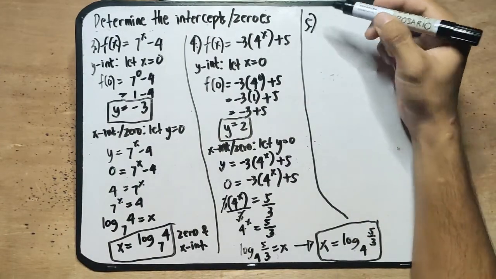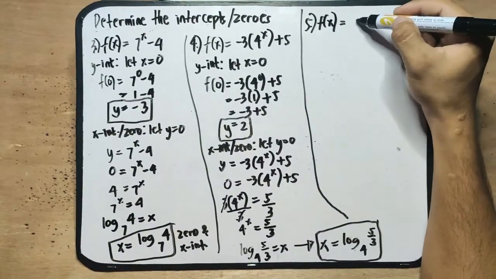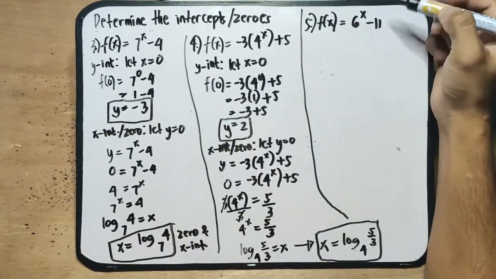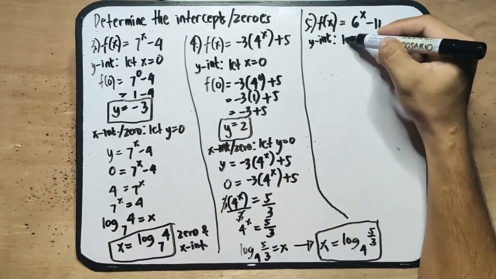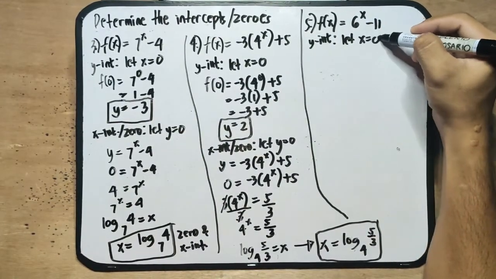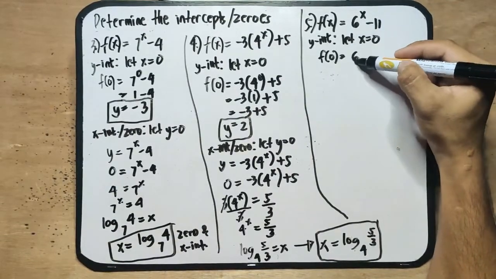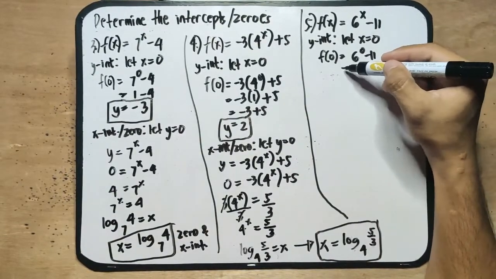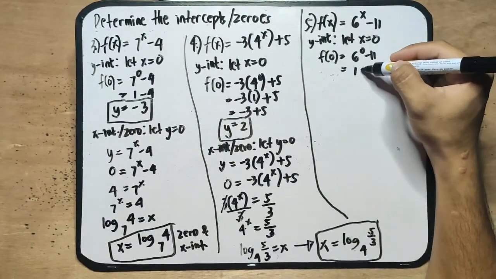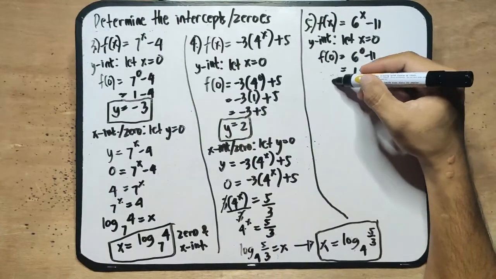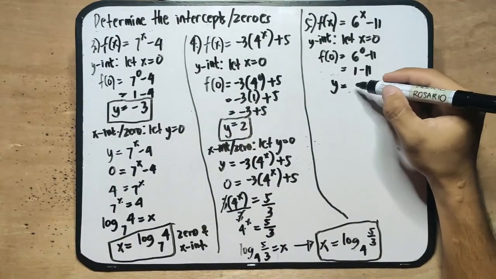So for the last item, item number 5, we have f of x is equal to 6 raised to x minus 11. To obtain the y-intercept here, we let x be equal to 0. Substituting 0 here, we have f of 0 is equal to 6 raised to 0 minus 11. Any number raised to 0 except 0 is 1. So this will become 1 minus 11. So that is our y-intercept now is negative 10.